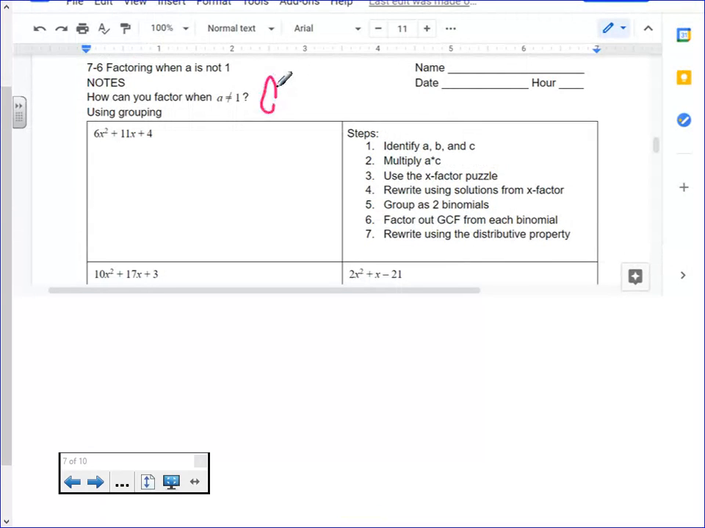The standard form of this equation is ax squared plus bx plus c. So the first thing you want to do is identify what is A, what is B, and what is C. In this first equation, the first number with the first term is your A, so it's 6. The middle number with your X is your B, so that's an 11. And your C is the last term, which is a 4.